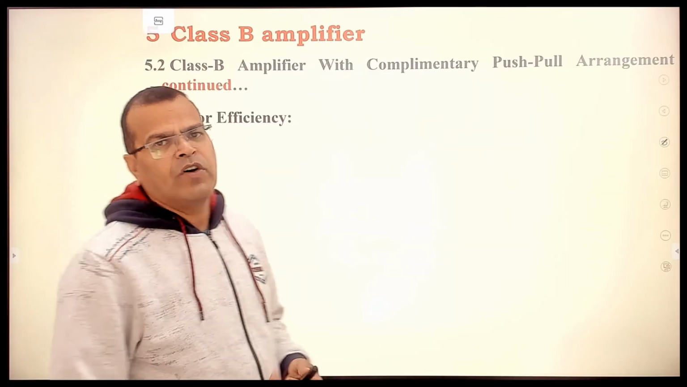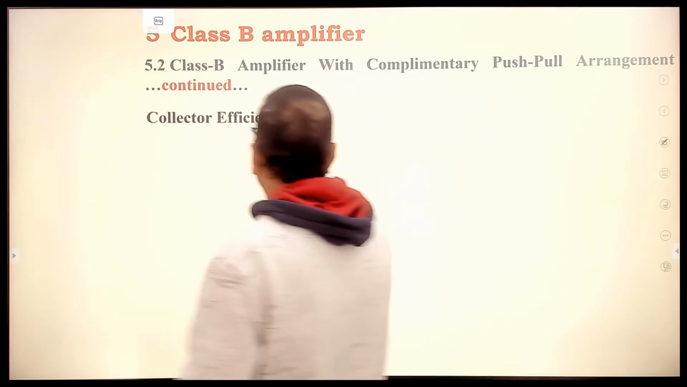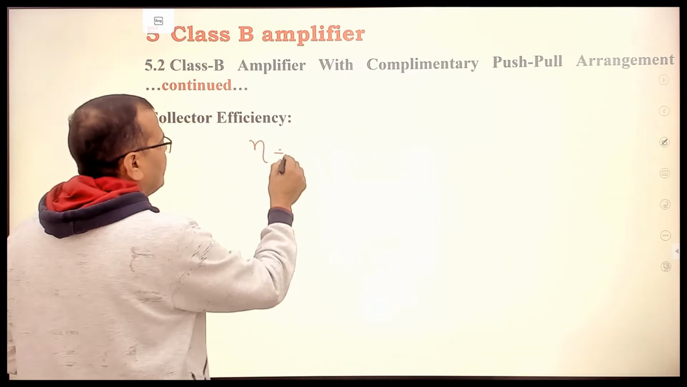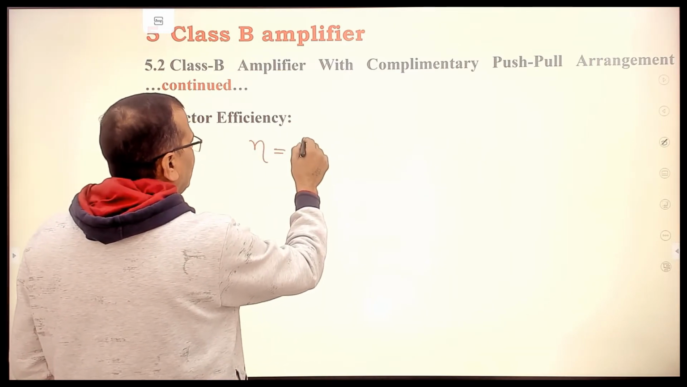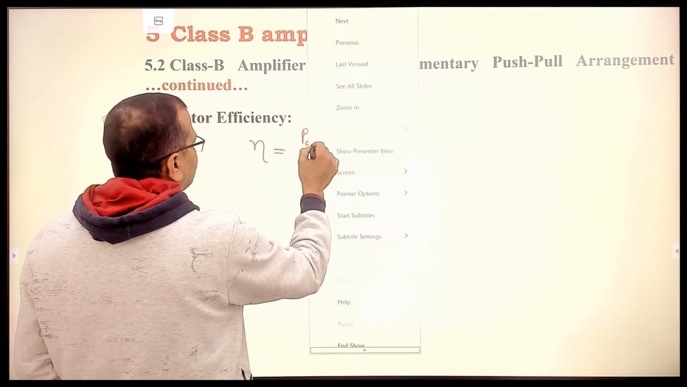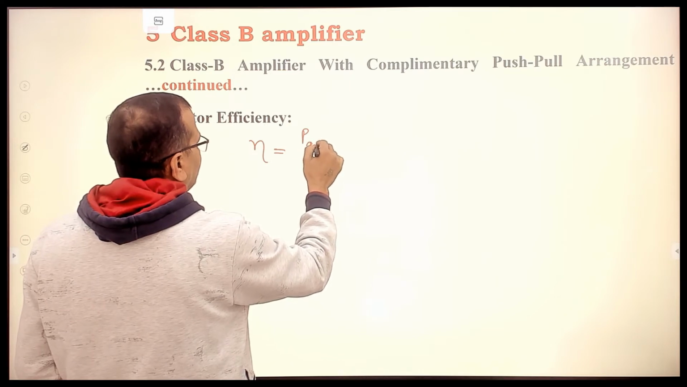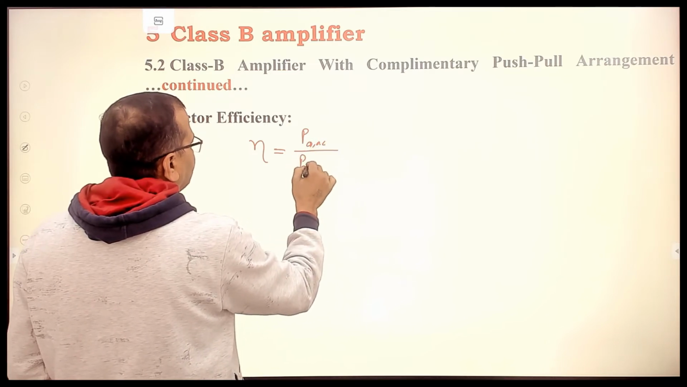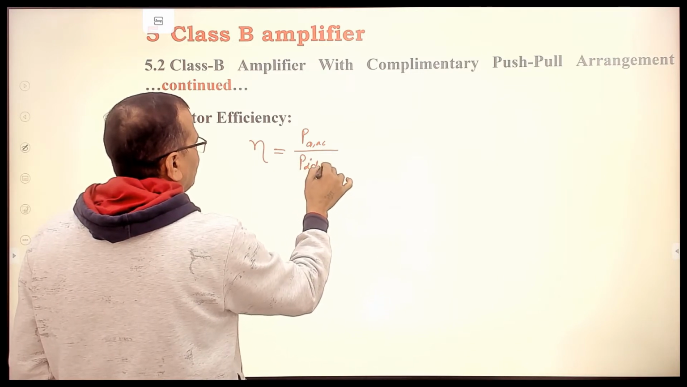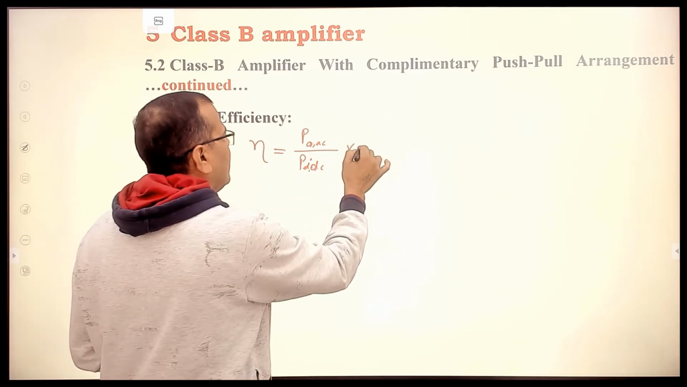Fine. Now let us talk about the collector efficiency. Collector efficiency is also known as conversion efficiency. That is given by P AC output divided by P DC input, multiplied by 100. That is the conversion efficiency of the amplifier.